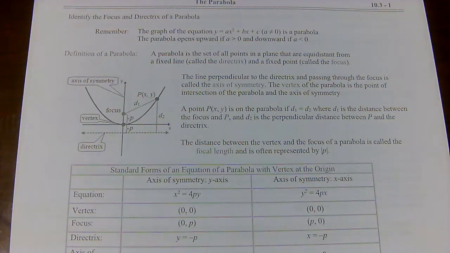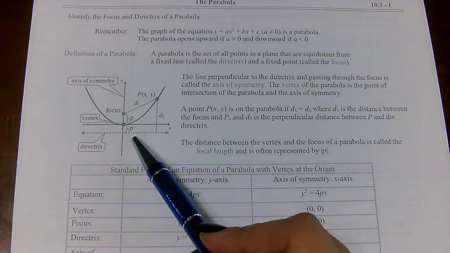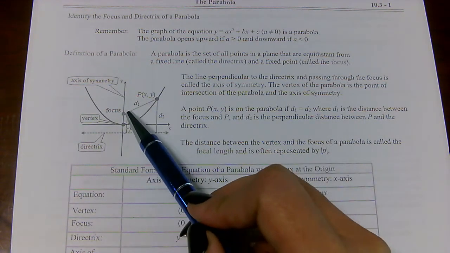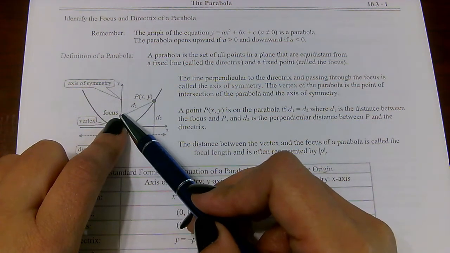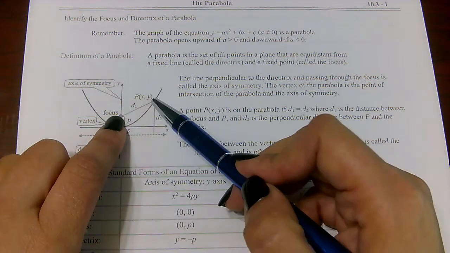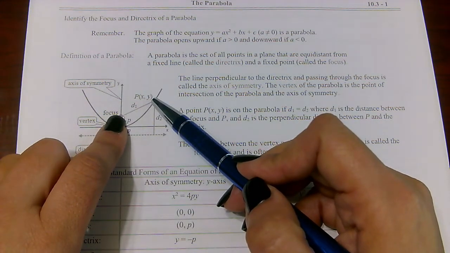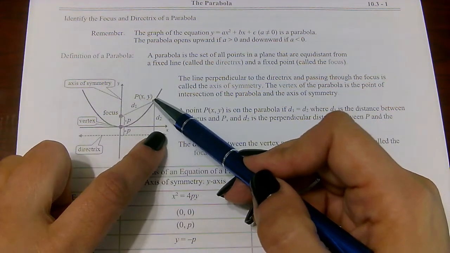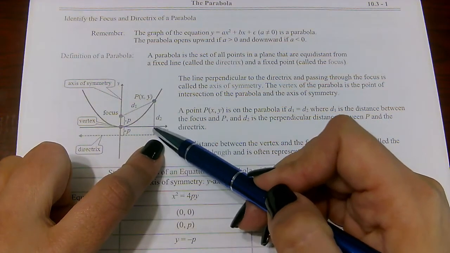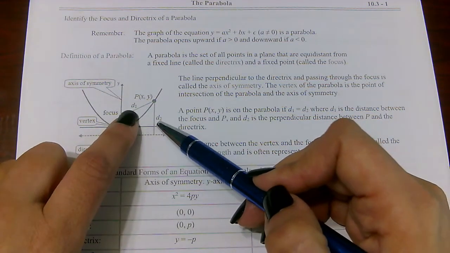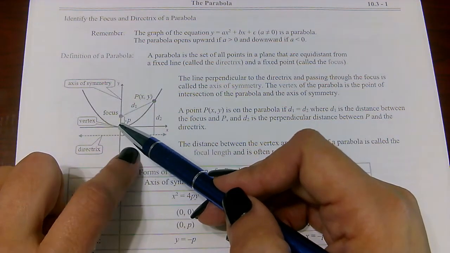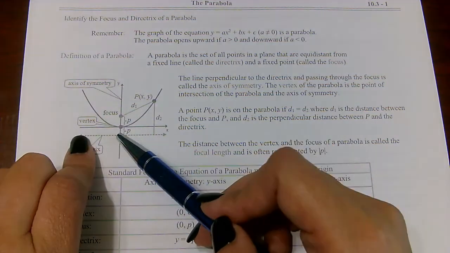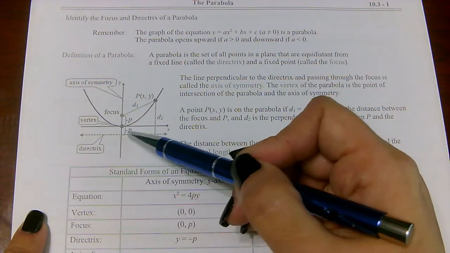A parabola is the set of all points on the plane that are equal distance from the fixed line, the directrix, and that fixed point, the focus. If you notice on here, you can see that the distance from the focus to any point on the graph is exactly the same as the distance from that point on the graph perpendicular to the directrix. These two distances are the same. The shortest distance from the focus to the graph, and the graph to the directrix, is called p.